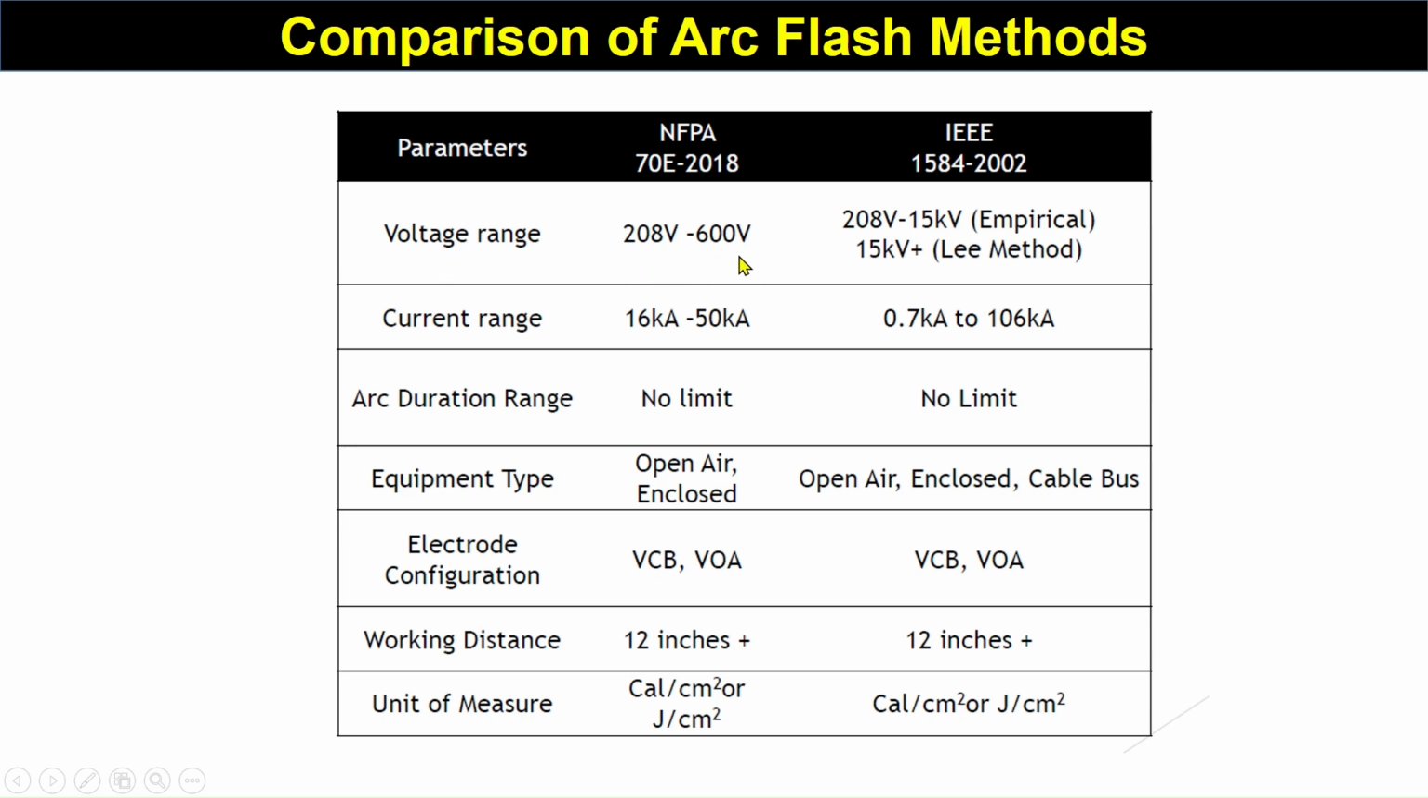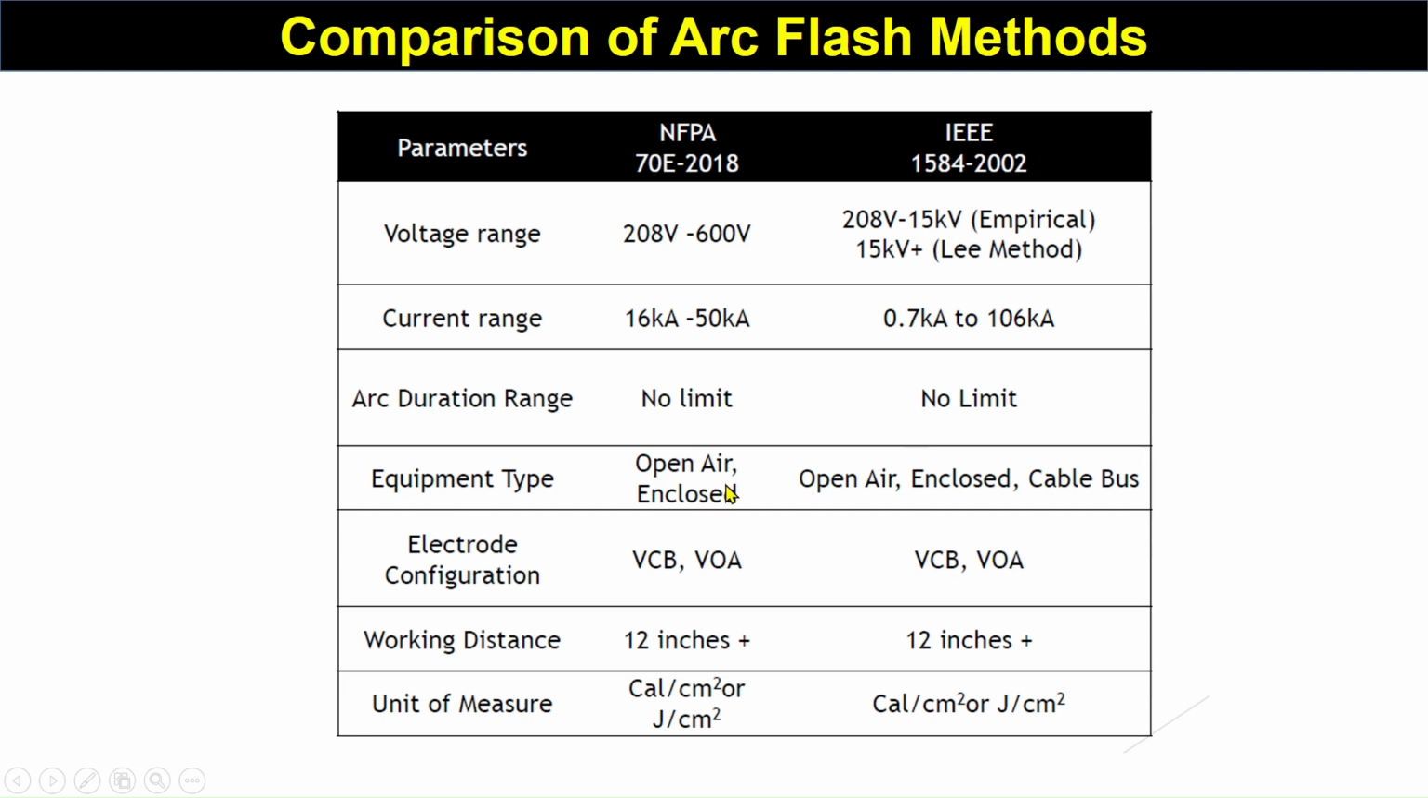For NFPA it is around 600 volts, and for IEEE it is about 15 kilovolts for the empirical formula, and for the Lee method we can calculate arc flash above 15 kilovolts. Same for current range: the current range is 50 kiloamperes in NFPA and it is 106 kiloamperes in IEEE. Arc duration, there is no limit of the arc duration.